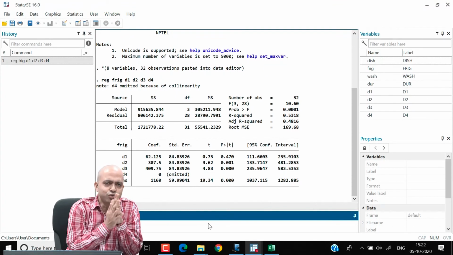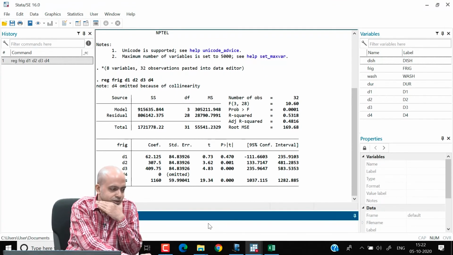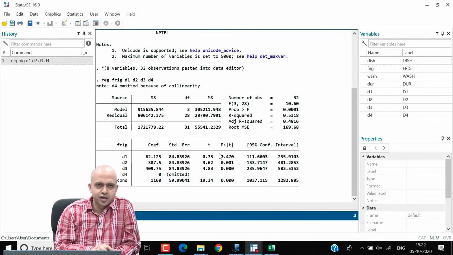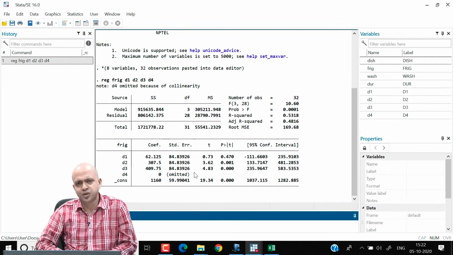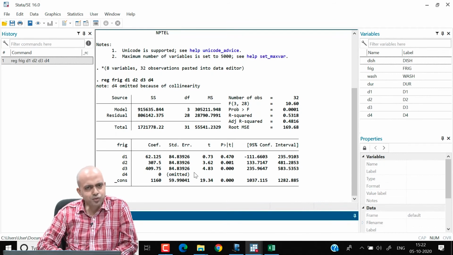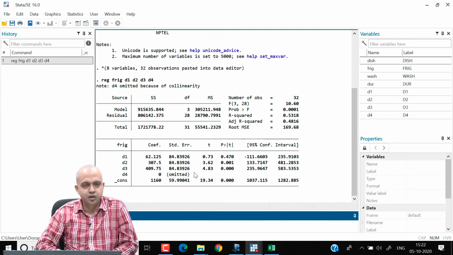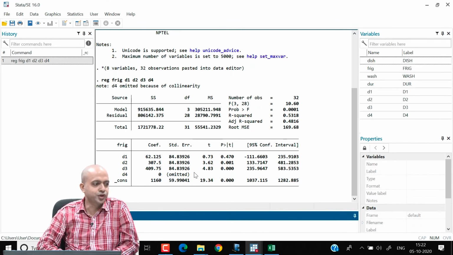Okay. Now look at this. Stata has reported that D4 omitted because of collinearity. And here also in the output, we see the coefficient corresponding to D4 is 0 and it is written in the bracket omitted. Okay, omitted. Now what is the problem? That means we have assigned 4 dummies, but while reporting the result, Stata is basically omitting 1 dummy. Here they have omitted the 4th dummy.